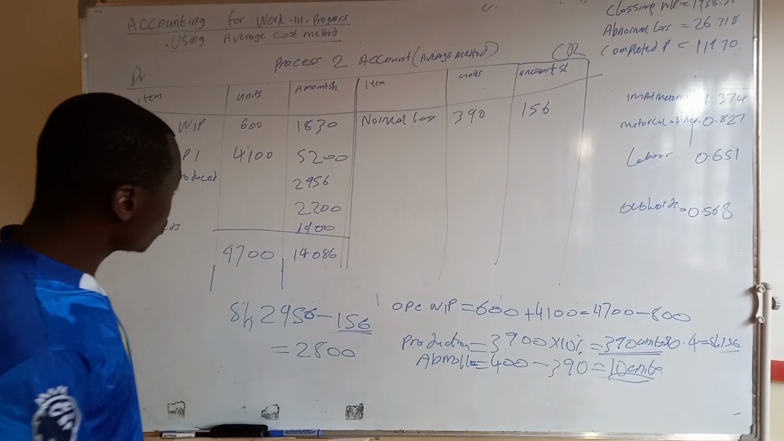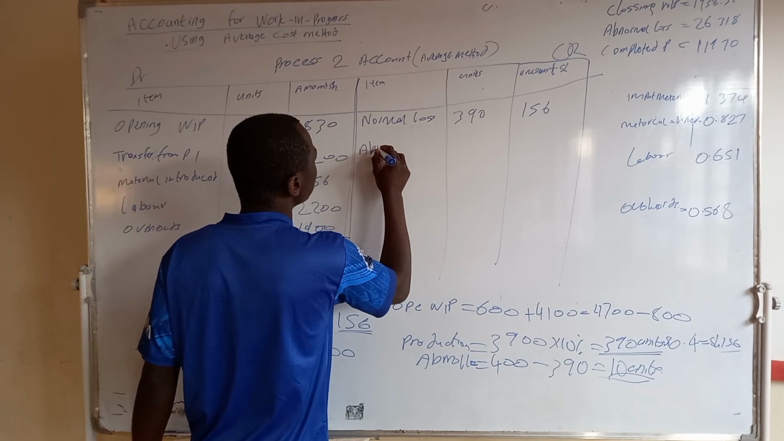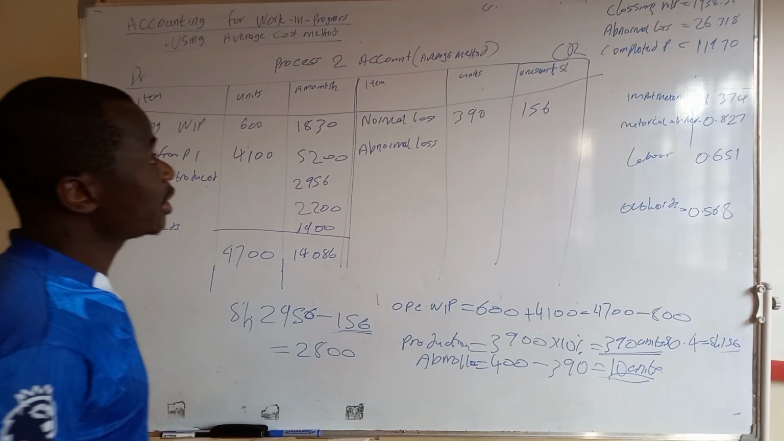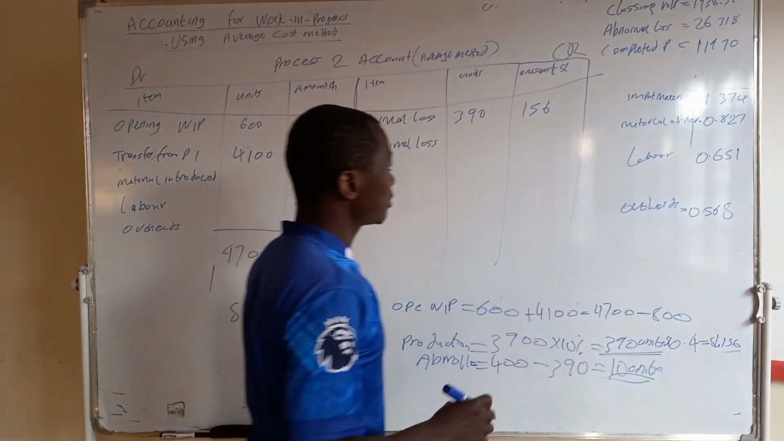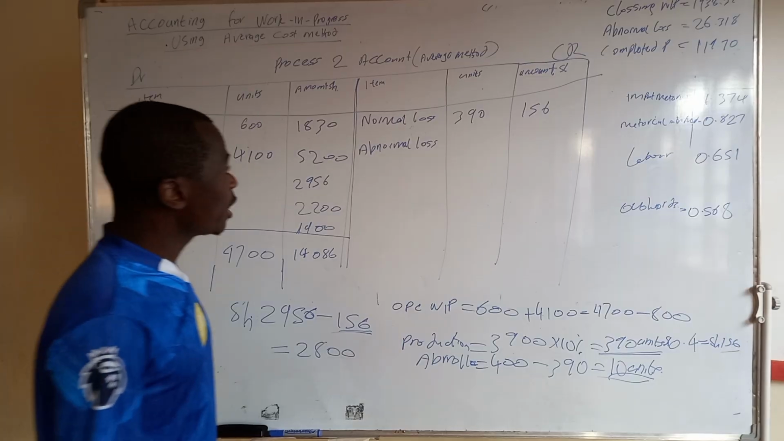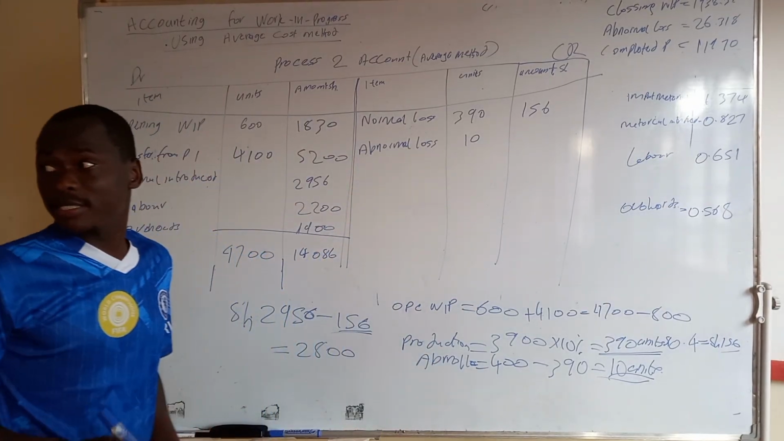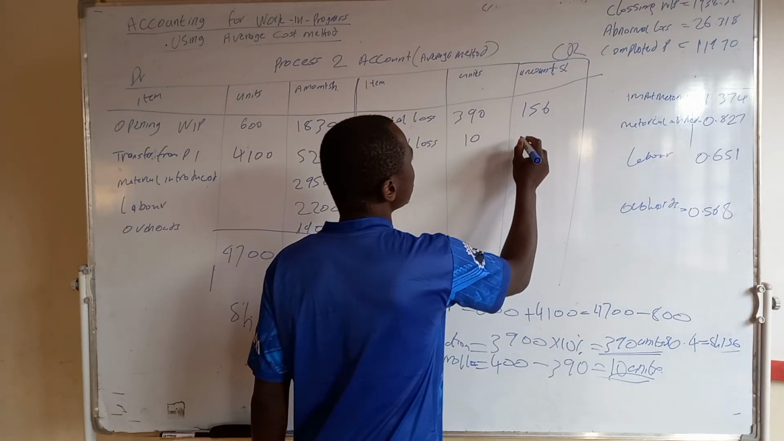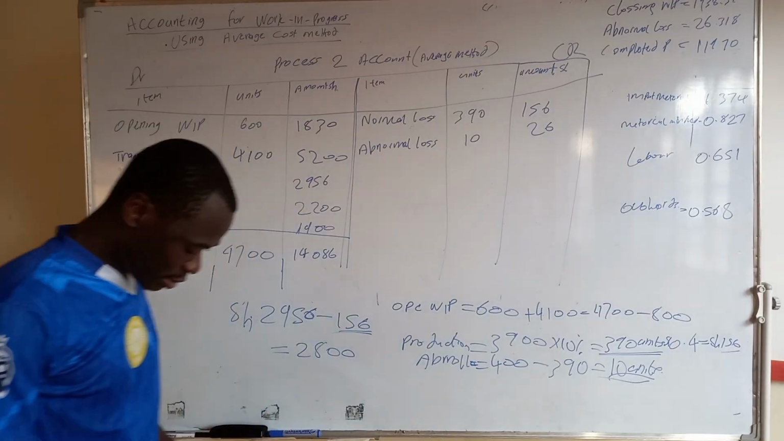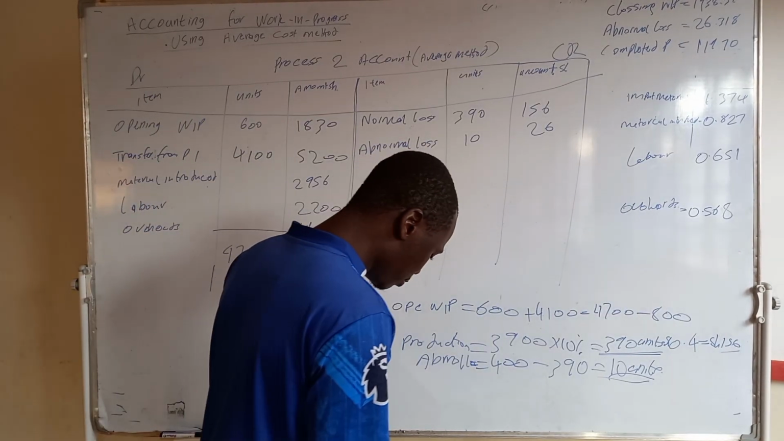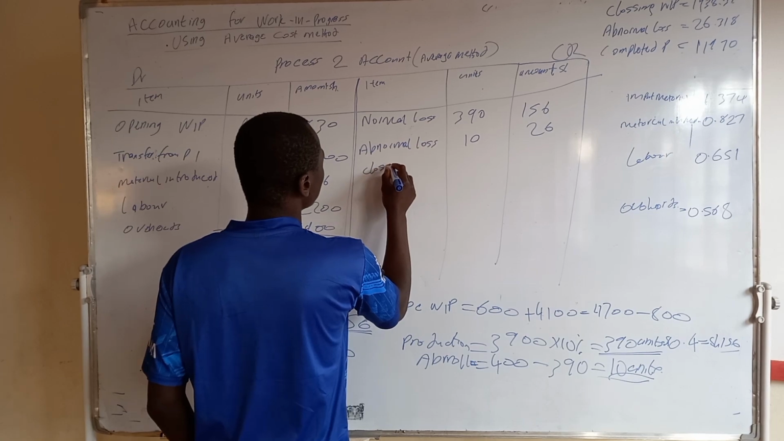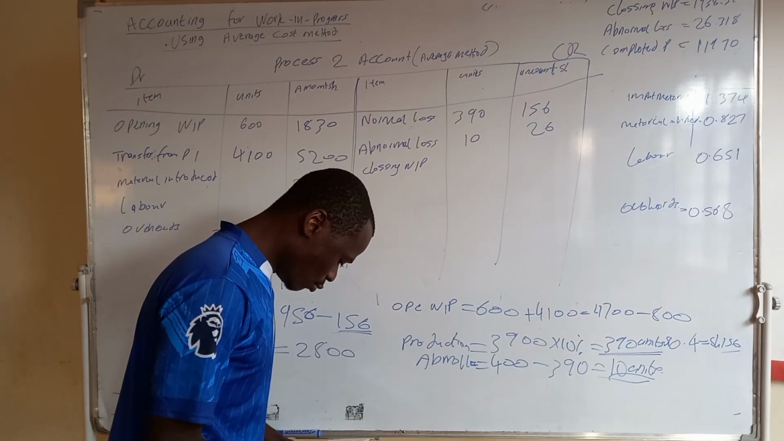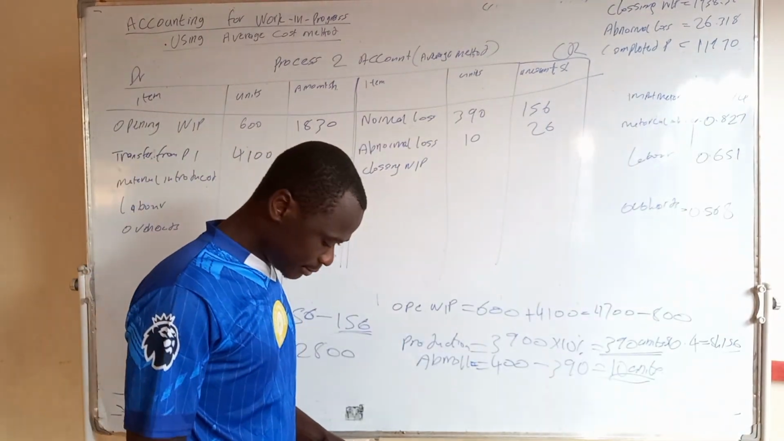We had abnormal loss of 10 units, which equals 26. Let us round up to the whole number, that is 26 shillings. Then we have closing work in progress.